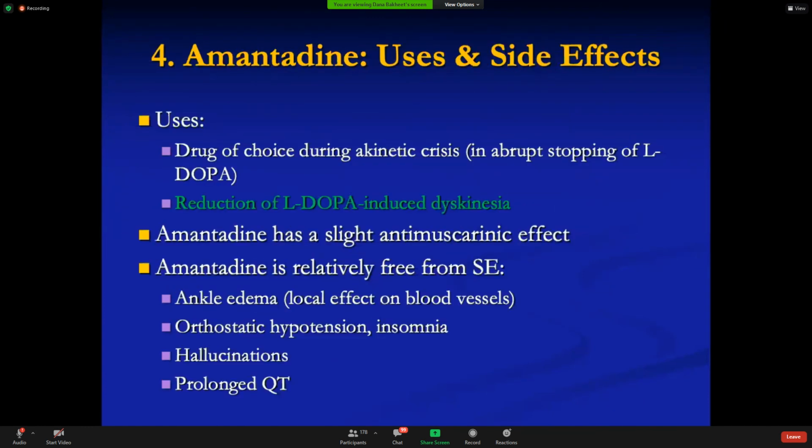The last type of medication is Amantadine. It is the drug of choice during an akinetic crisis, in abrupt stopping. If somebody stopped L-Dopa, they will give it to them, or to reduce L-Dopa induced dyskinesia.